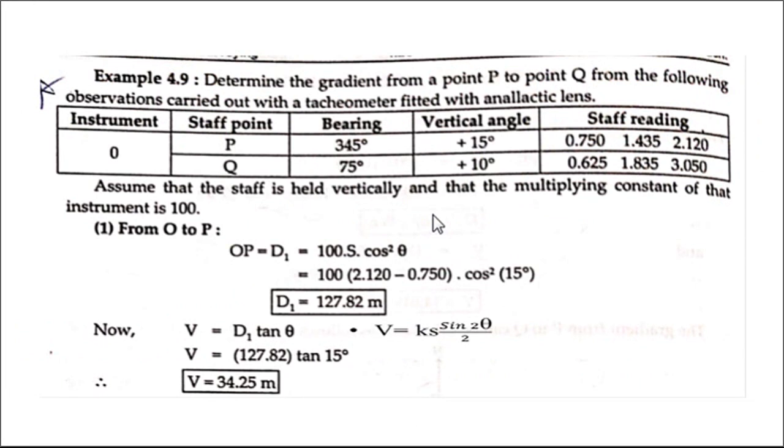So determine the gradient from a point P to point Q from the following observations carried with tachometer fitted with analytic lens. Fitted with analytic lens means value of K is 100 and value of C is equal to 0.